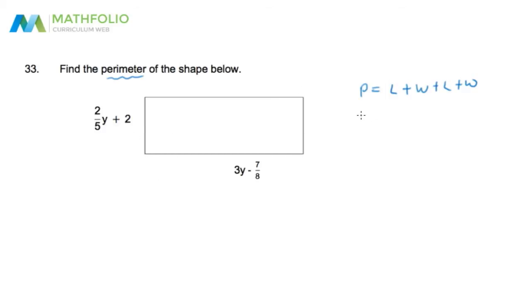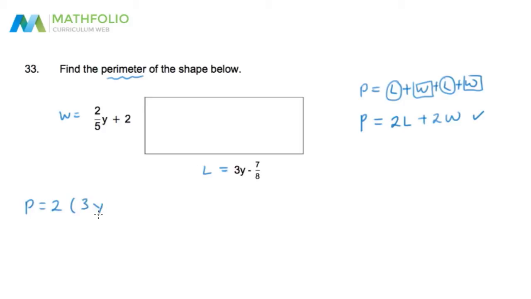How far would we walk? The other way to remember it is P equals 2 times the length, because we're just combining these two L's, plus 2 times the width, because we are combining these two widths. So this second formula is probably the one we're going to use to make our lives a little easier. So in this case, let's just say that this one on the bottom is the length, and that this one over here is the width. So perimeter equals 2 times the length, so 2 times (3y minus 7/8), and then we're going to add 2 times the width, which is 2/5 y plus 2.